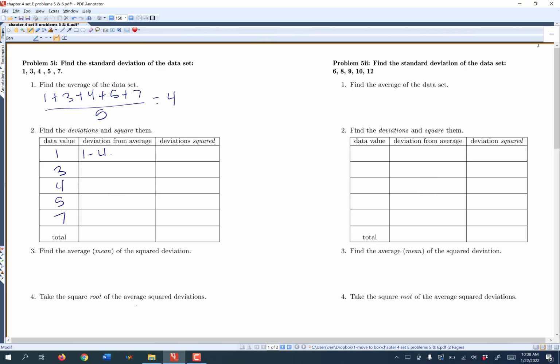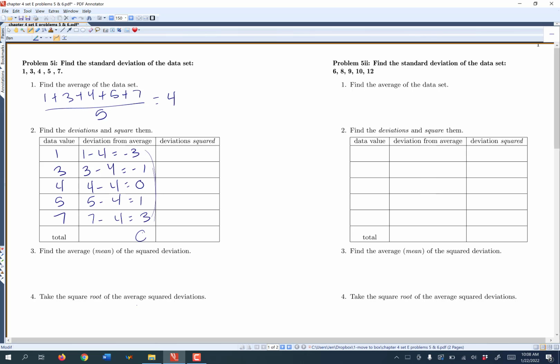So I'll do 1 minus 4, so the value minus the average, gives me negative 3. And 3 minus 4 gives me negative 1. And 4 minus 4 equals 0. 5 minus 4 equals 1. 7 minus 4 equals 3. So I think the textbook told you to find the deviations from the average. That's these numbers right here. That's how far each one is from the average.